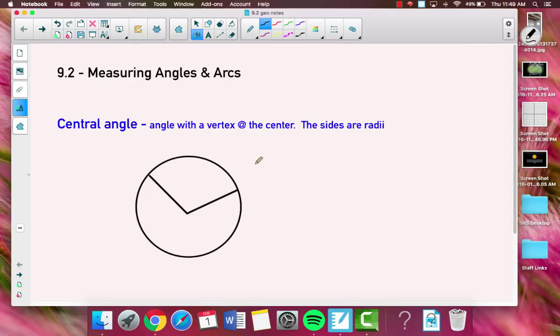So if you notice here we have a circle, we might call this part X, that would be our center, and then this angle right here, angle 1, would be considered a central angle. And notice, because X is the center, these two sides here, maybe XY and XP, are each a radius of this particular circle. All right, so central angles at the center. Pretty easy way to remember it.